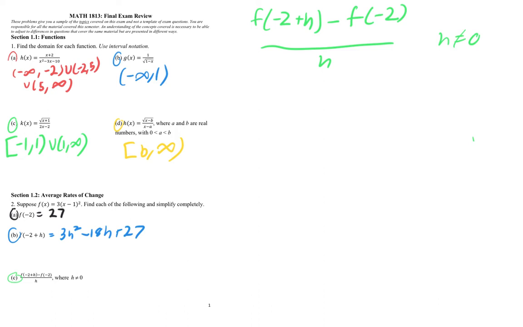And we can do that by factoring out a singular h. I mean, h over an h. Those are going to go to 1, so they're gone. And then we're just left with f of negative 2 plus h minus f of negative 2 all over h is equal to 3h minus 18.